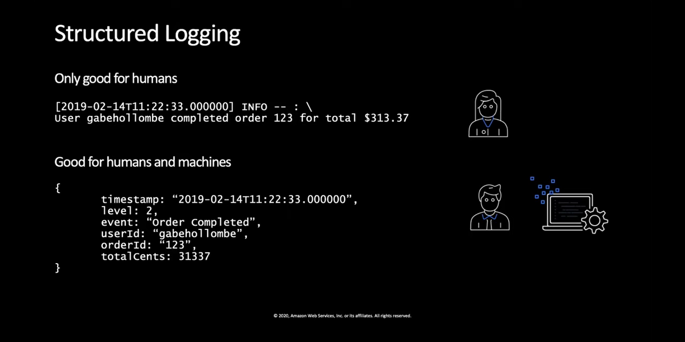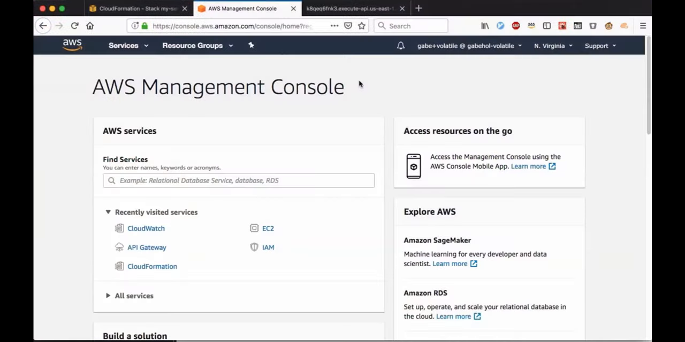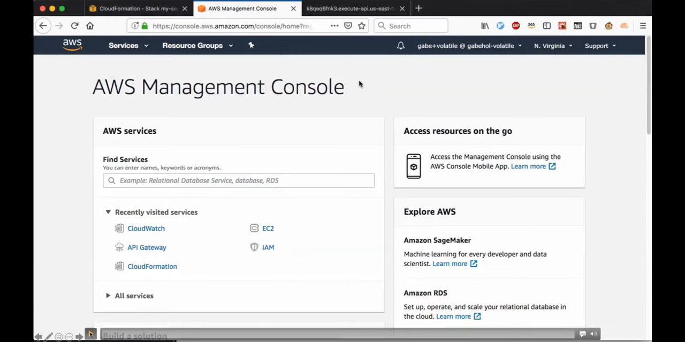So if you can go to the next slide, I'm going to demo a feature that's relatively new to AWS, so you might not be aware of it. And it's called CloudWatch Logs Insights. Next slide, please. And this is a video too, Mike. So if you can just play this.